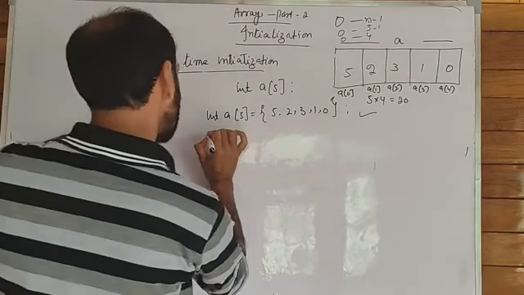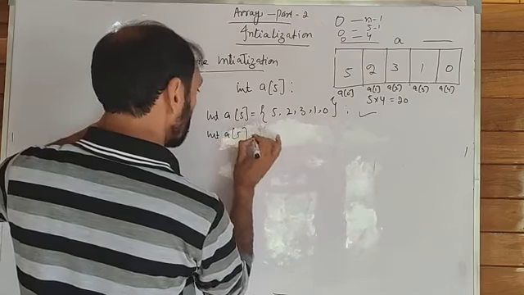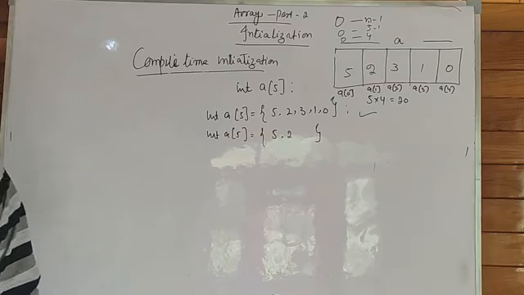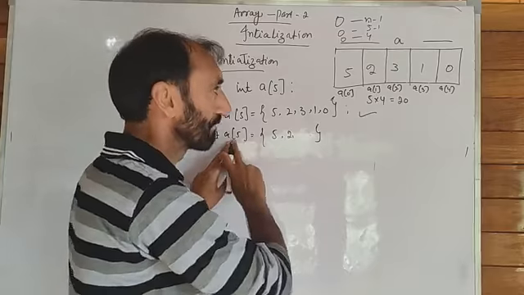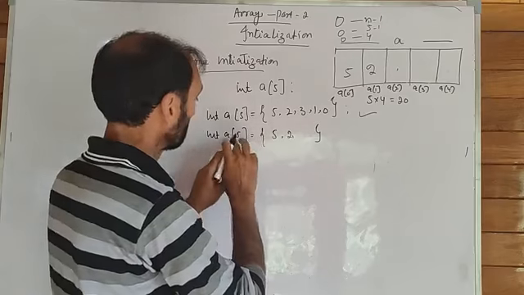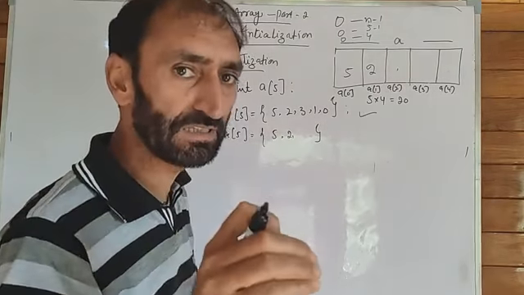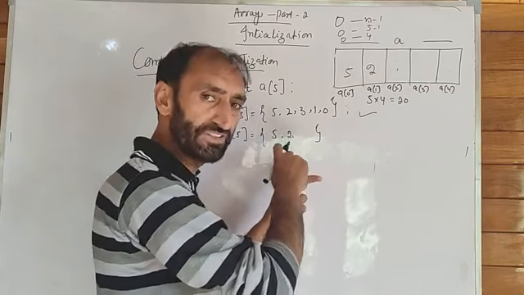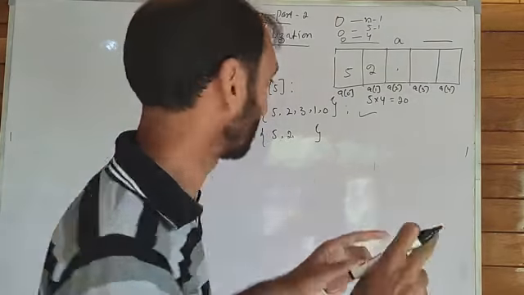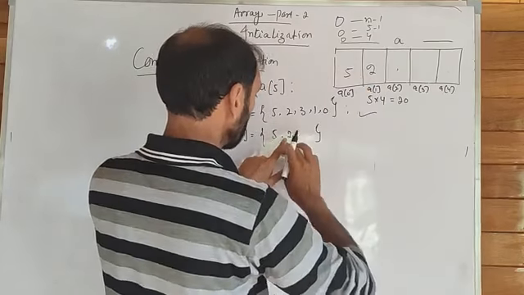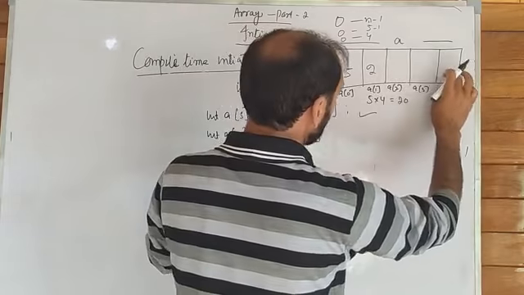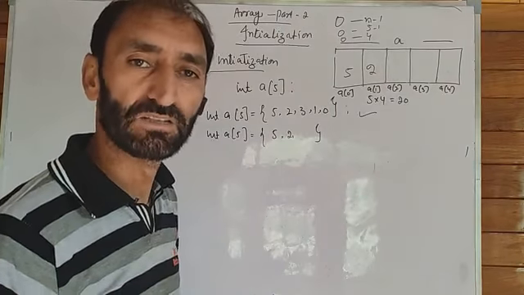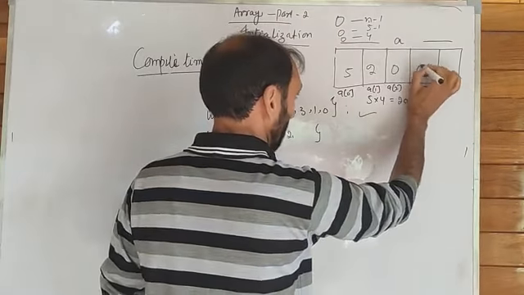Another way: if I write int a of 5, and initialize only 2 elements, I specify 5 as the size of the array. That means the memory manager has allocated the space for 5 elements, but at this time I have initialized only 2 elements. The first goes in a of 0, the second in a of 1, and the rest of the elements the compiler will automatically insert as 0.